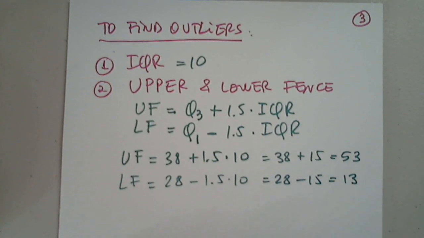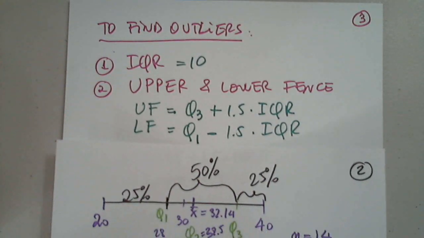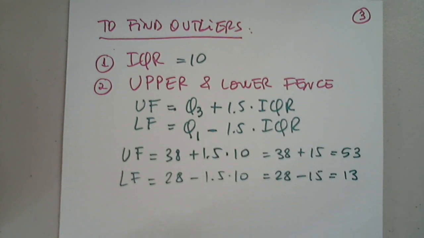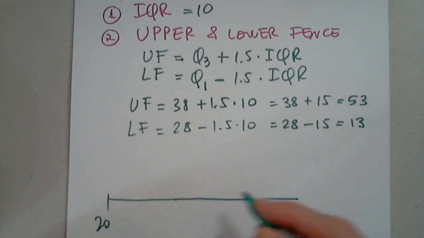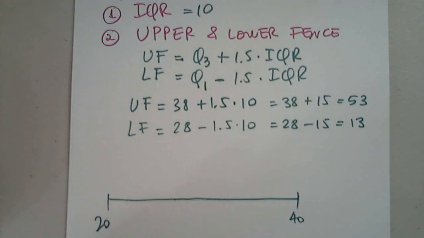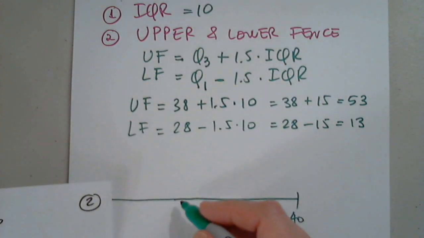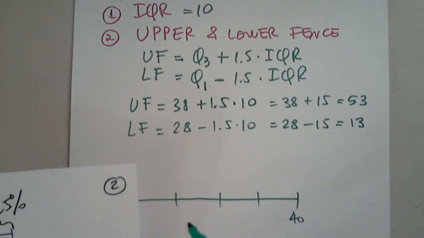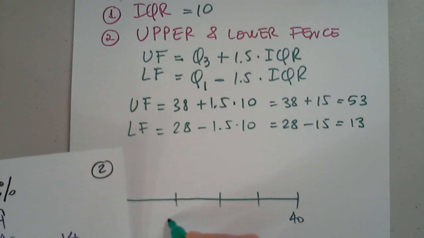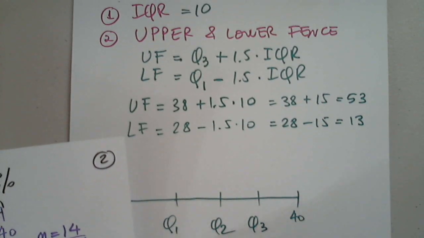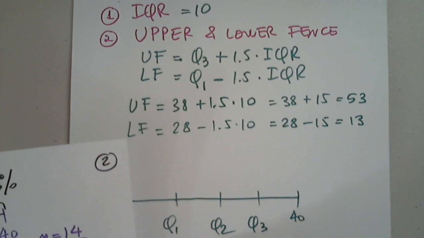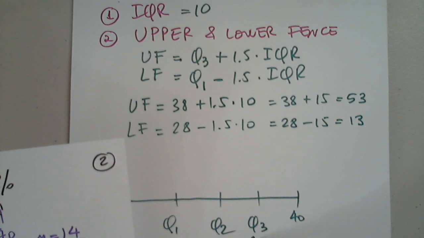Let me write them again here. So the minimum is 20, the maximum is 40, and we had Q1, Q2, Q3. So Q1, Q2, Q3, again, these were 28, 32.5, and 38. Okay.